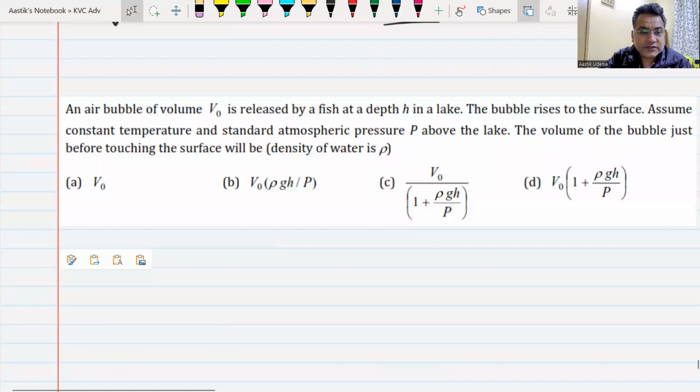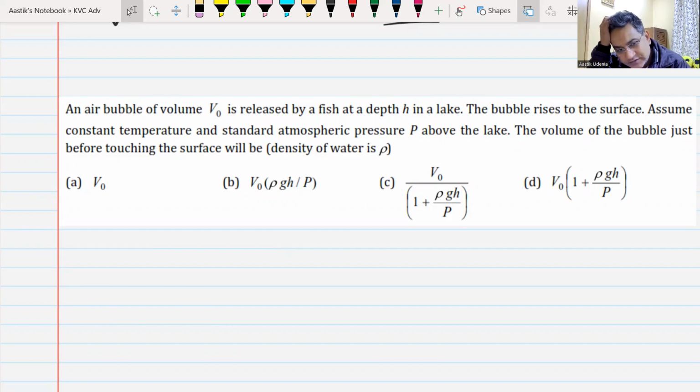This is the next question. This question has come many times in different ways. An air bubble of volume V0 is released by a fish at a depth h in a lake. You know, when you go inside a liquid, the pressure increases. We know this. If you go to a depth h inside a liquid, the pressure will increase by rho gh. We know this, yes or no?